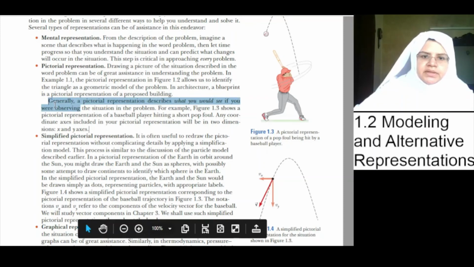Generally, a pictorial representation describes what you would see if you were observing the situation in the problem. For example, figure 1.3 shows a pictorial representation of a baseball player hitting a short pop foul. Any coordinate axis included in your pictorial representation will be in two dimensions, x and y axis.